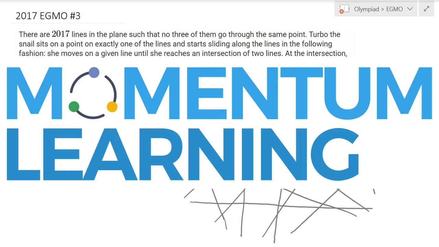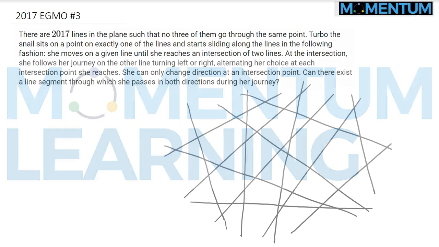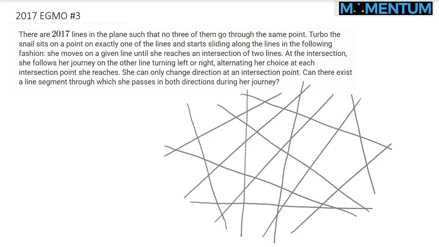This is 2017 European Girls Math Olympiad problem number 3, and here's a view of this problem. We have 2017 lines, not 3 of them concurrent, right? Turbo, which is a snail, starts on a point on one of the lines, and he slides through that line, so I don't know, maybe somewhere, say here, maybe here.